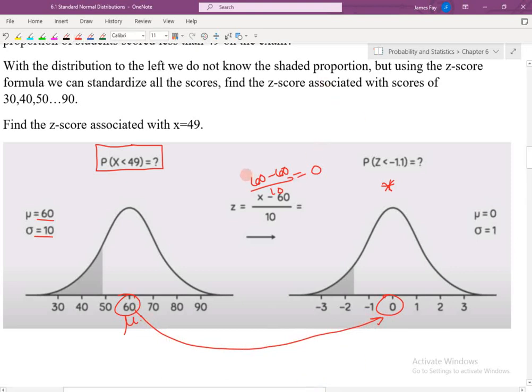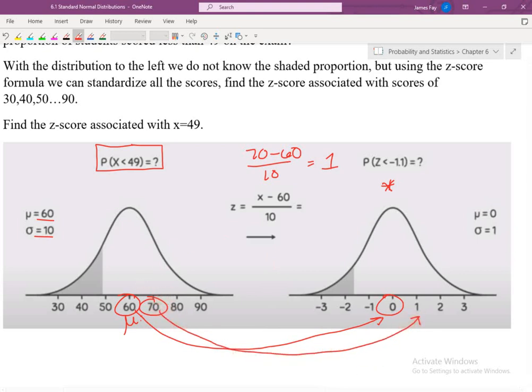Now everything else is going to move the same way. So if I go to 70, 70 minus 60 divided by 10, does that give me 1? That make sense? So that 70 is going to convert down to being that 1. 80 minus 60 is 20, 20 divided by 10 is 2, right? And then the 90 is going to match up to 3. 50 minus 60 is negative 10, divided by 10, so that gives me negative 1. 40 is going to match up to negative 2, and 30 is going to match up to negative 3.